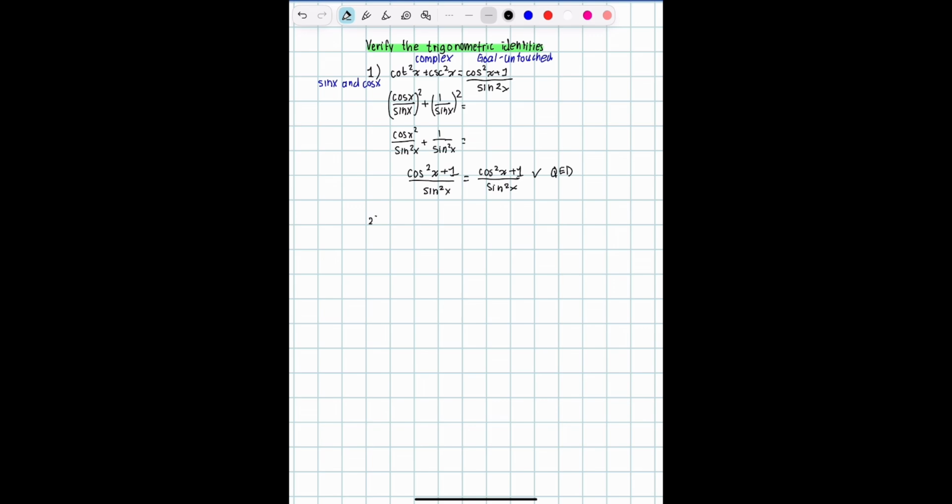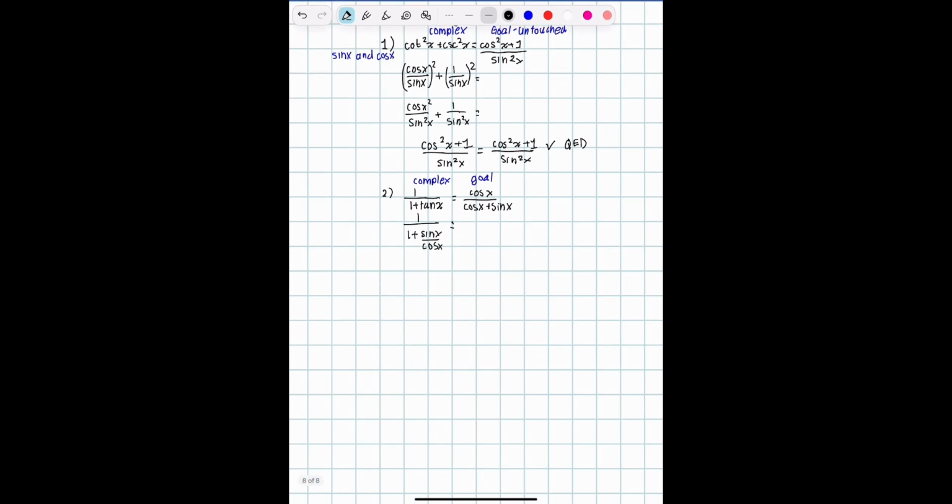So let's do another question. Let's say we have 1 divided by 1 plus tangent of x is equal to cosine x divided by cosine x plus sine x. So let's start with rewriting the left side to look like the right. So we're gonna take this, and we see the tangent x, so we can turn the tangent x into sine x over cosine x, and from here, let's try to get this entire denominator as one single fraction.